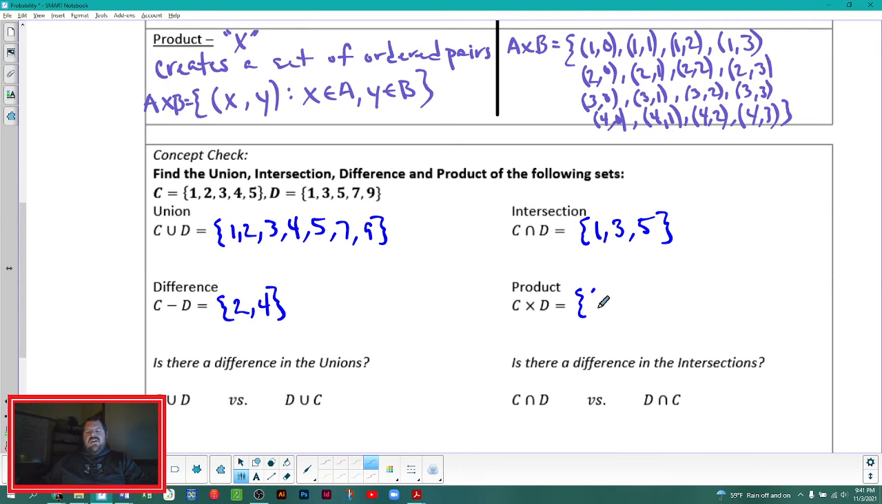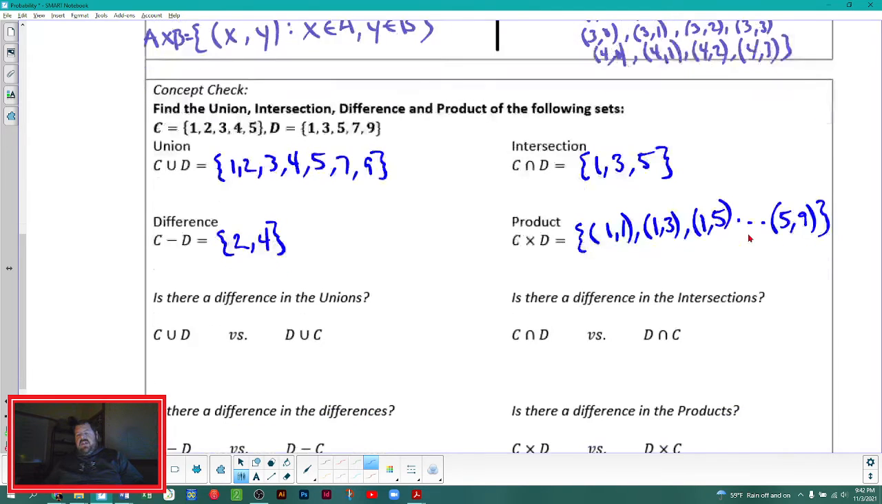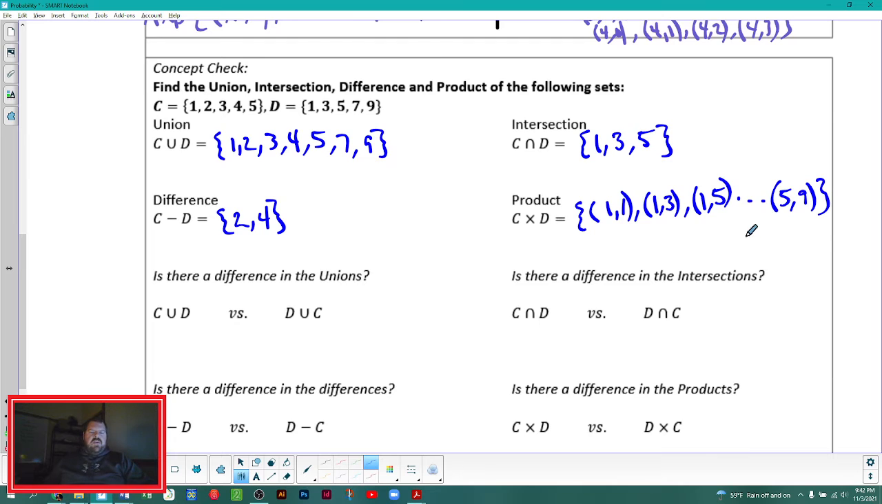For the product, like I said, make it a little bit easier on yourself. If you do it all, it's going to be 25 ordered pairs, which would be a little bit daunting to write them all. So I'm going to say it's (1,1), (1,3), (1,5), and then I'm just going to say that continues until you get to your last one, which would be (5,9). I'm not too sure why I thought I'd have you do that, because that would be a lot of work. And at some point, my hope is that you just get it, that you understand how it's progressing.